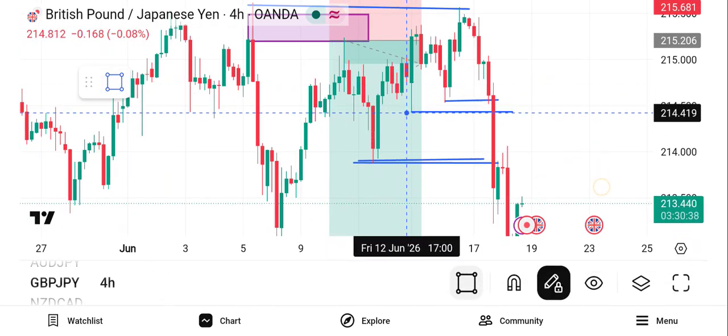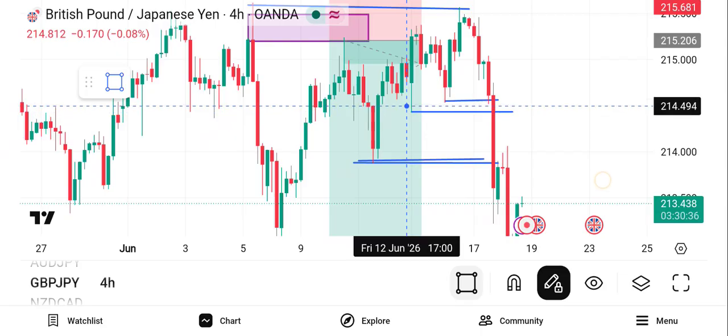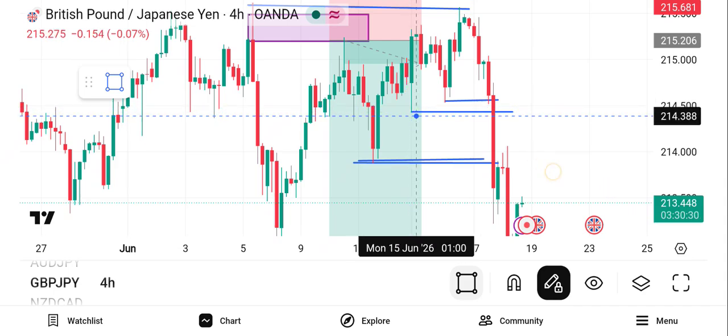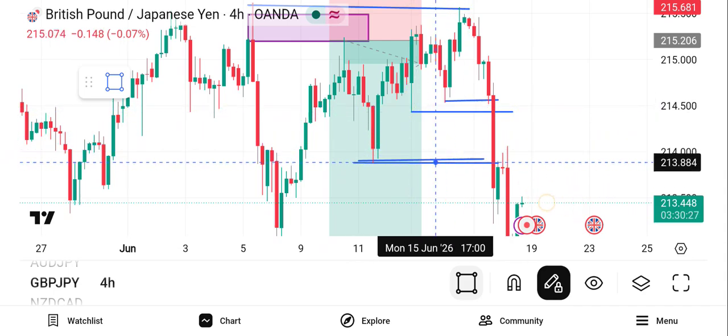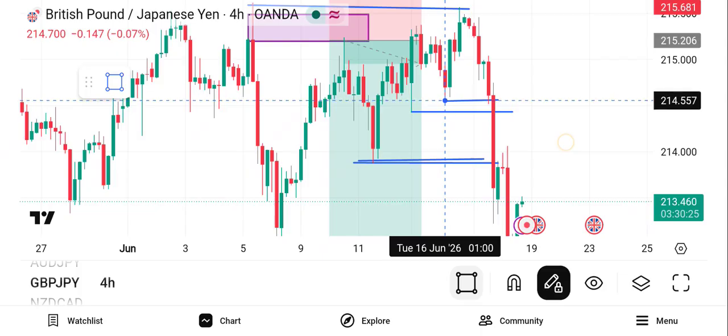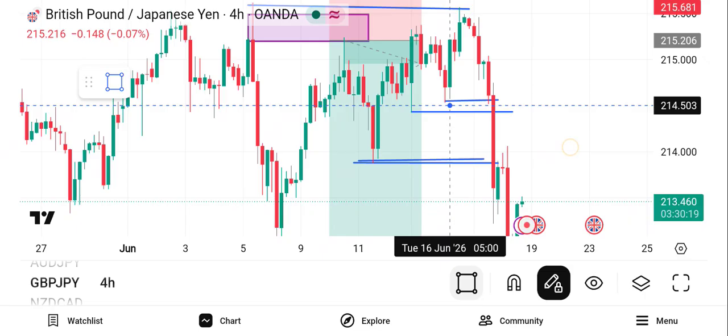Now, according to the rules in picking a proper point of interest, the number 1 rule says that there must be a double break of structure. Number 2 says there must be an inducement. So we have gotten our double break of structure. It can either be a double break of structure or a multiple break of structure. Remember, if you have a multiple break of structure, the more structure gets broken, the more certain it is that the zone is going to hold.